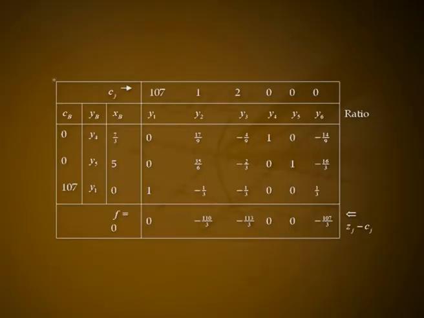The new iteration table is here. The most negative net evaluation is z3 minus c3, that is equal to minus 113 divided by 3. But the column vector corresponding to z3 minus c3 contains no positive elements. Hence, the corresponding column vector y3 cannot enter the basis. This is an indication that there is an unbounded solution to the given LPP.